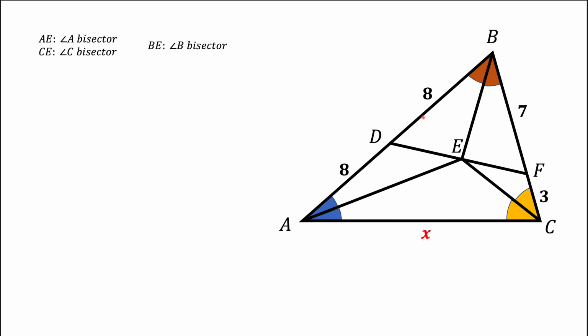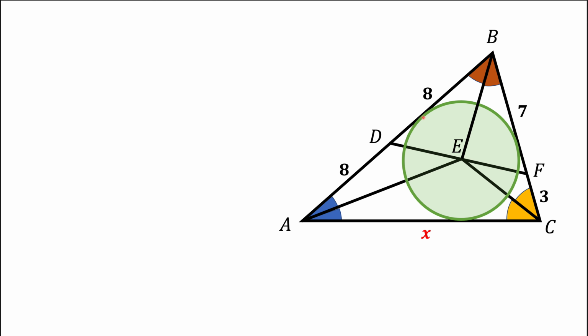The other thing we know about this point E is that it is the center of a circle that is inscribed in this triangle ABC. An inscribed circle is a circle that doesn't go outside of the triangle ABC, and it's the largest circle you can put inside of the triangle ABC.